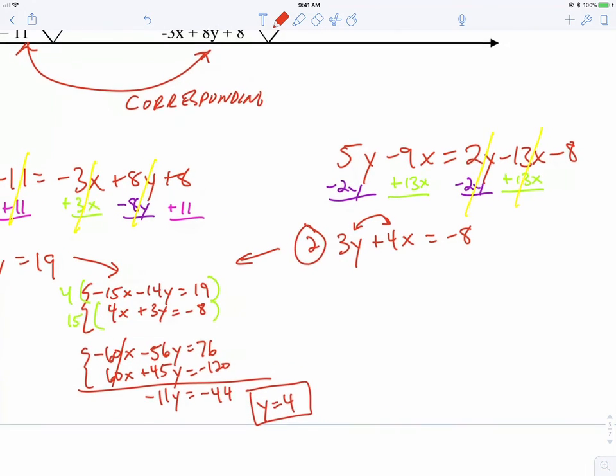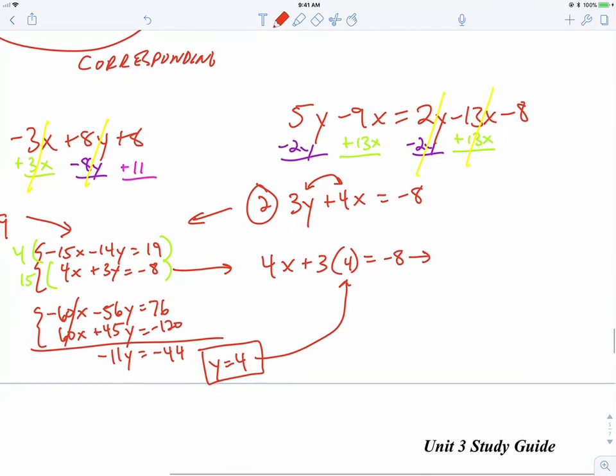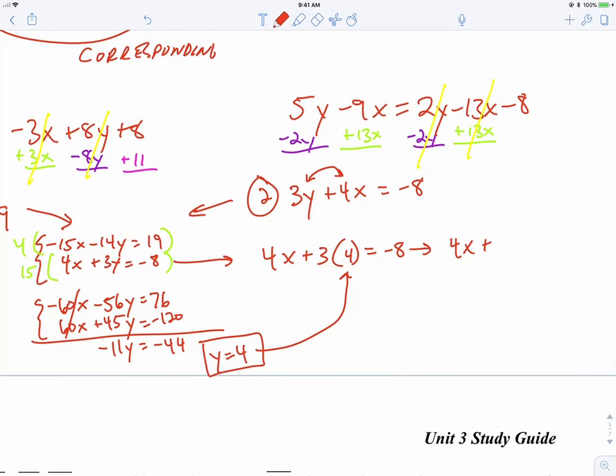How do we get x? We have to plug back into one of our equations. I'll use this one. 4x plus 3 times 4 equals negative 8. So that's going to be 4x plus 12 equals negative 8. 4x equals negative 20. X equals negative 5.